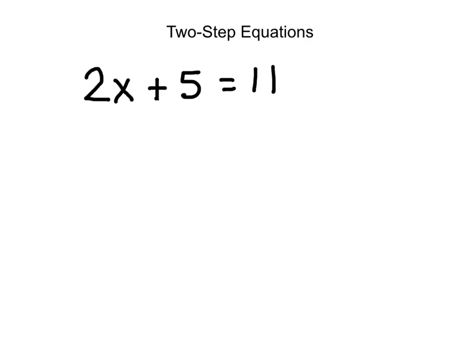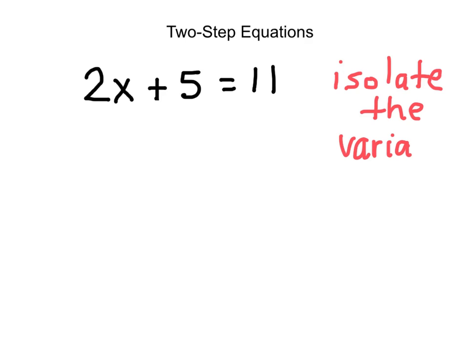Hello, our lesson tonight is on two-step equations. Now recall from our previous lesson on solving equations that the object of solving our equation is to isolate the variable. In other words, get that variable all by itself. And in order to do that, we're going to do the opposite operations that are being done to the variable.